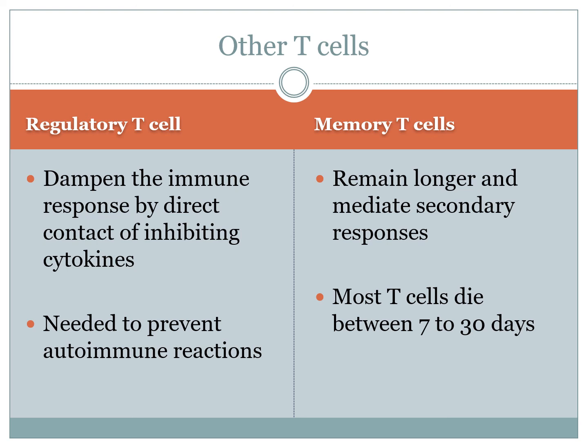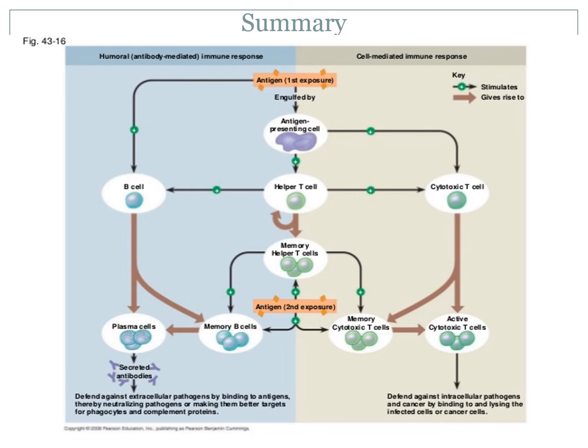Now, I understand that was a bunch to go through, so hopefully this last slide, in summary, helps the whole process. Just remember that the whole process always starts with an antigen itself. From the antigen presenting cell, macrophage or dendritic cell, engulfs it and then finds a helper T cell. From there, the helper T cell activates the B cell and the cytotoxic T cell.